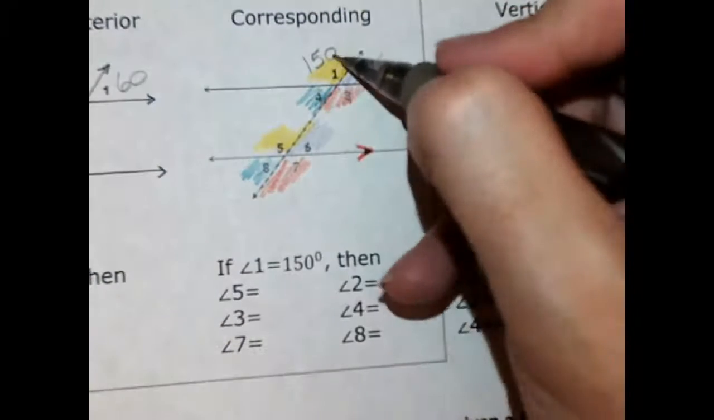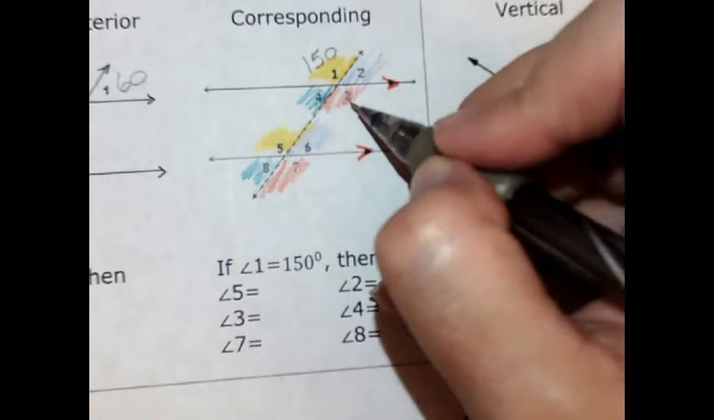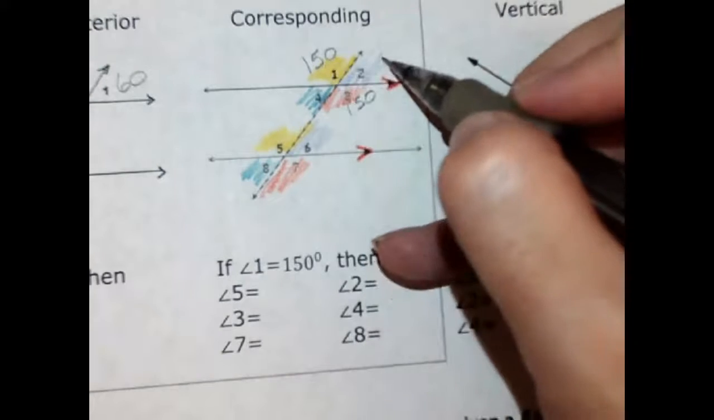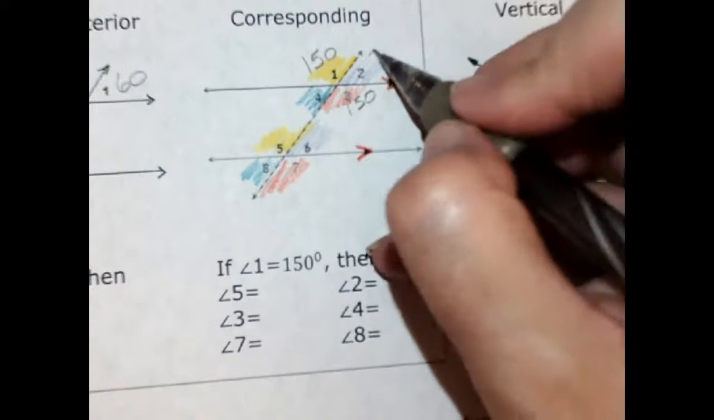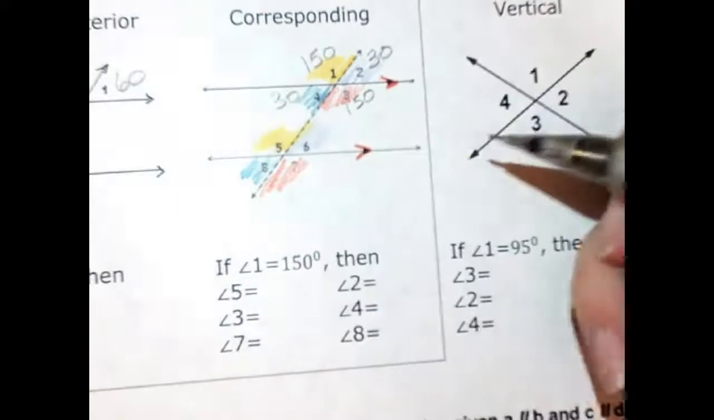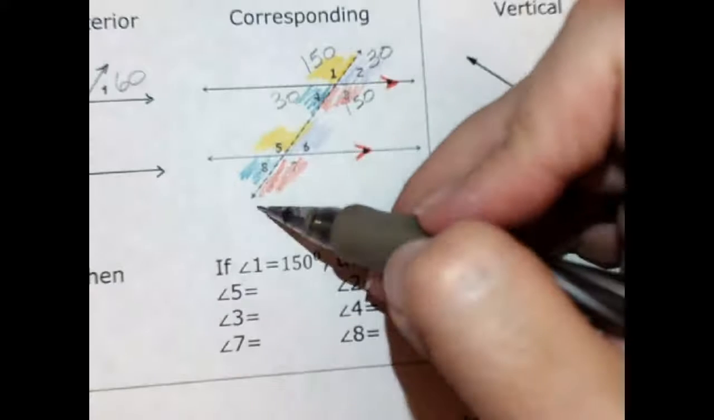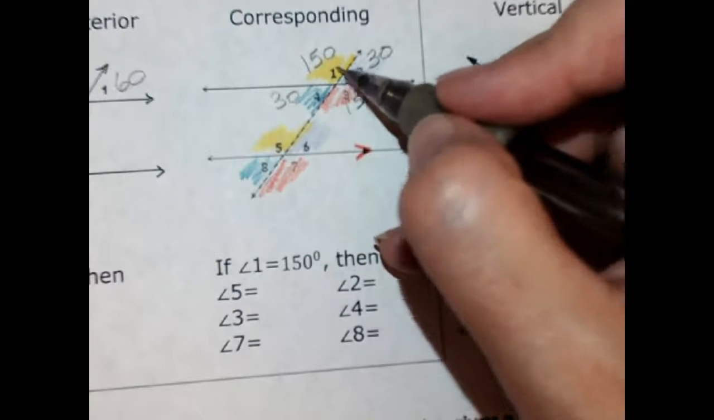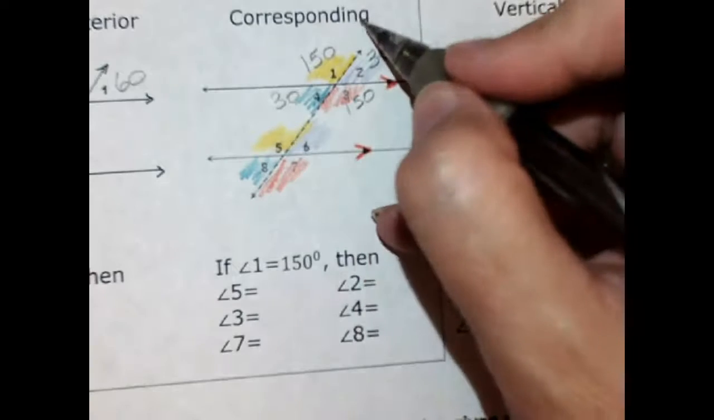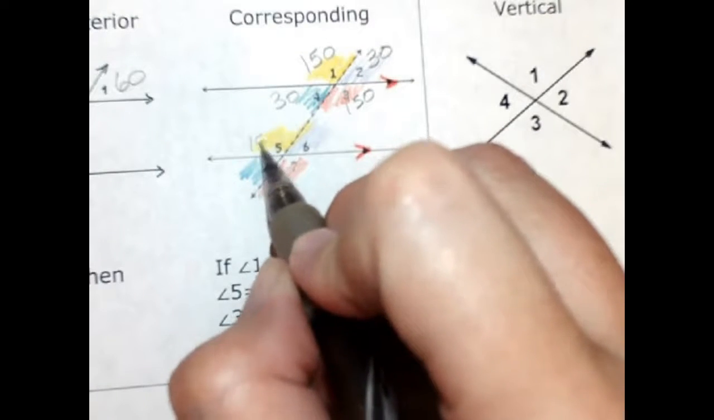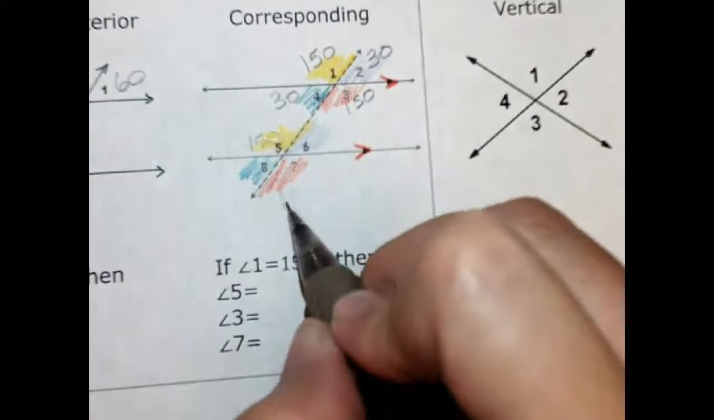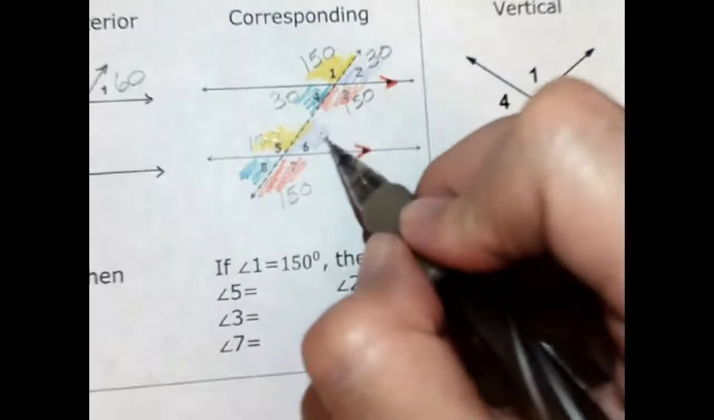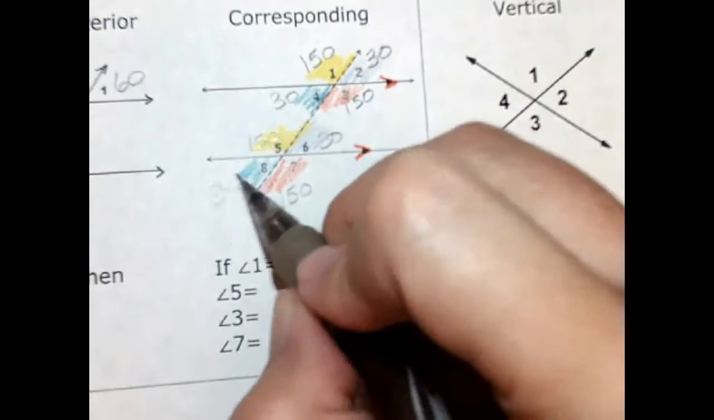Well, if 1 is 150, this is a vertical angle, so I know it's also 150. And I know that the one right beside it has to add up to 180, so this is 30 and this is 30. Now if I slide them down, the corresponding angle at the bottom is equal to the one at the top. So the two yellow ones are the same size because they're corresponding. So this one is 150. And then this is a vertical angle, it's 150, and notice it's the same as that one. The two purple ones are the same, and the two blue ones are the same.